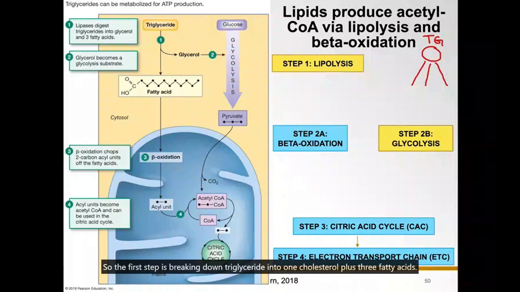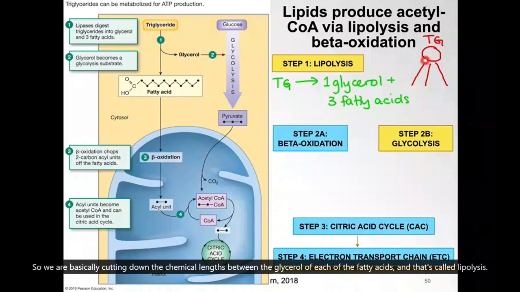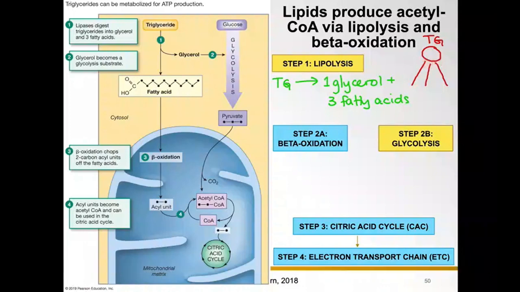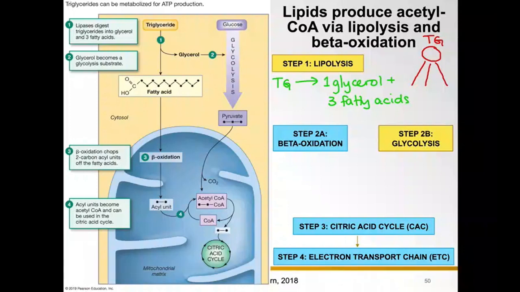So the first step is breaking down triglyceride into 1 glycerol plus 3 fatty acids. So we are basically cutting down the chemical links between the glycerol and each of the fatty acids. And that's called lipolysis. Now step 2 is divided into 2. Your glycerol goes into glycolysis and your fatty acid goes into beta oxidation.